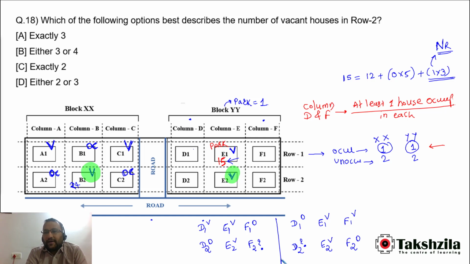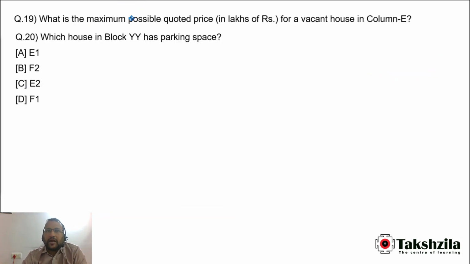So over here the final answer becomes how much? 2 are definitely vacant. There can be one more vacant in row 2. So the answer of this question is going to be either 2 or 3, that is option D. After this, question number 19 and 20.